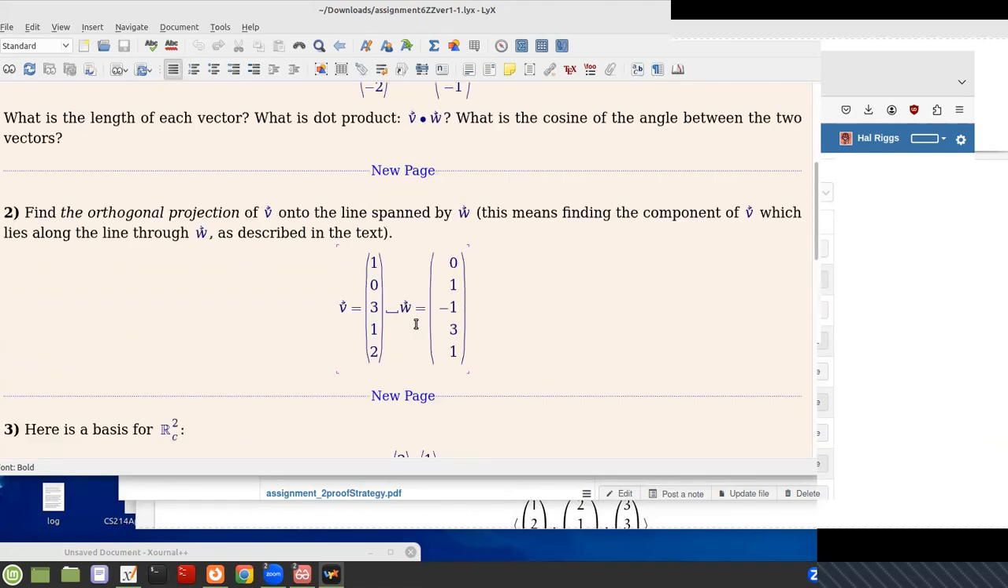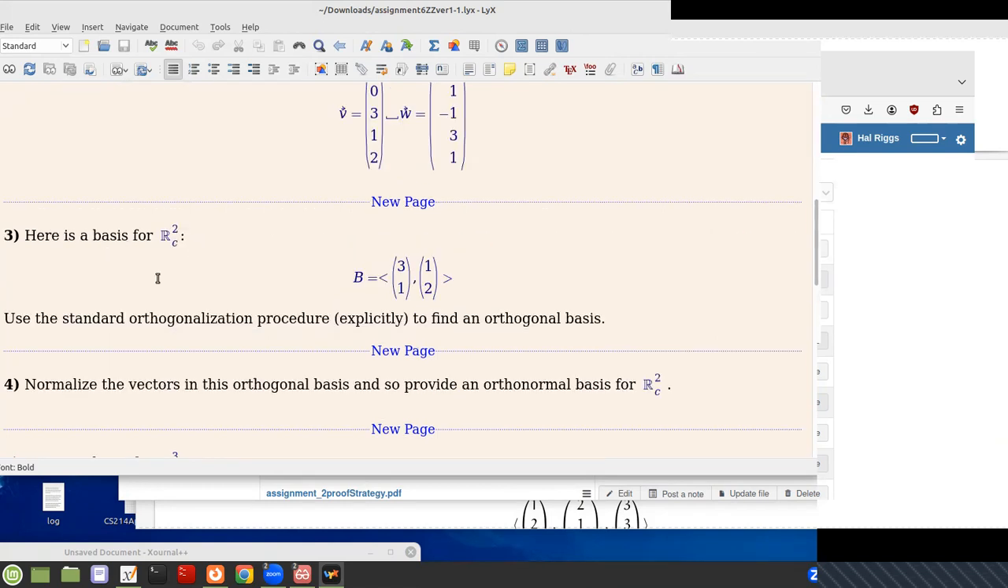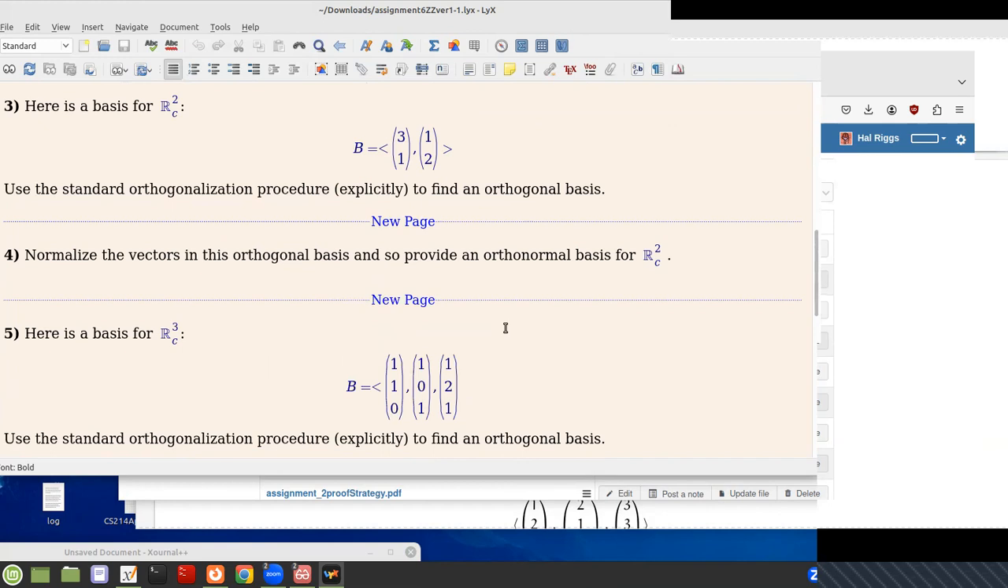What's the cosine of the angle between the 2 vectors? Okay. Here is: find the orthogonal projection of V on the line spanned by W. This means find the component of V along the line of W. Okay, here's a basis for R2. Use the standard orthogonalization procedure explicitly to find an orthogonal basis. Normalize the vectors of the orthogonal basis and so provide an orthonormal basis for R2.